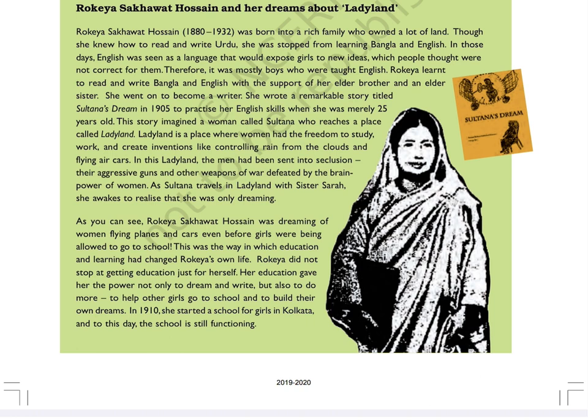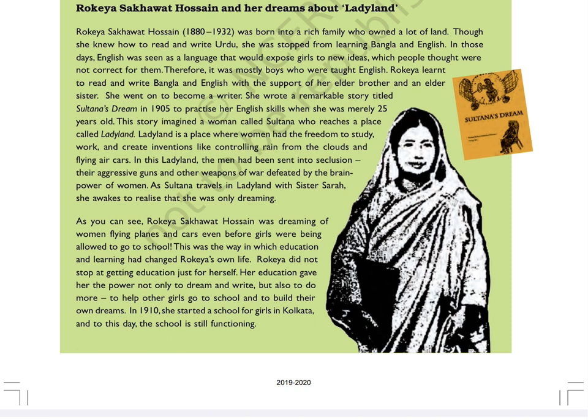In this Ladyland, the men had been sent into seclusion. Their aggressive guns and other weapons of war were defeated by the brain power of women. As Sultana travels in Ladyland with Sister Sarah, she awakes to realize that she was only dreaming. As you can see, Ruqayya Sakhawat Hussain was dreaming of women flying planes and cars even before girls were being allowed to go to school.